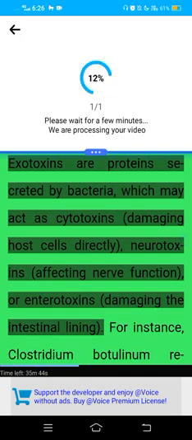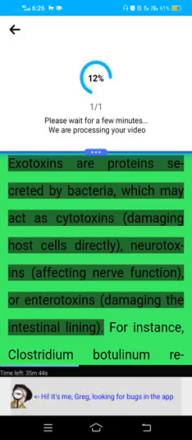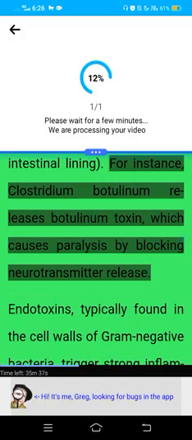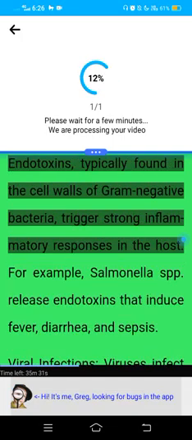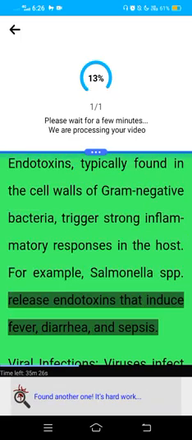Exotoxins are proteins secreted by bacteria, which may act as cytotoxins damaging host cells directly, neurotoxins affecting nerve function, or enterotoxins damaging the intestinal lining. For instance, Clostridium botulinum releases botulinum toxin, which causes paralysis by blocking neurotransmitter release. Endotoxins, typically found in the cell walls of gram-negative bacteria, trigger strong inflammatory responses in the host. For example, Salmonella spp. release endotoxins that induce fever, diarrhea, and sepsis.